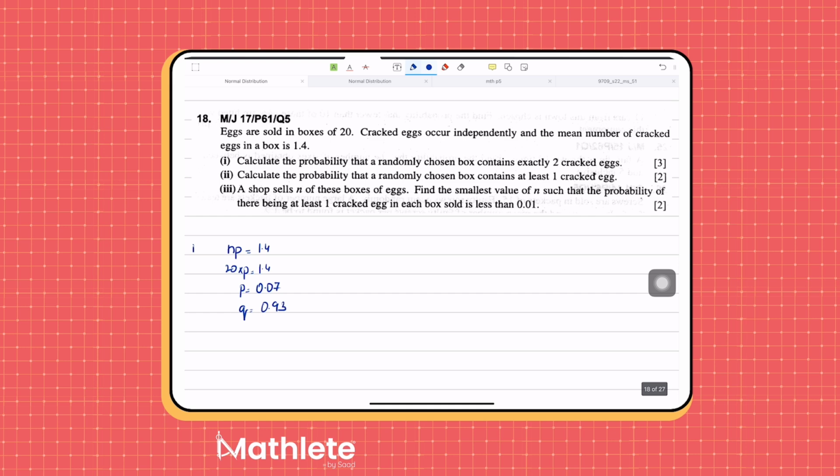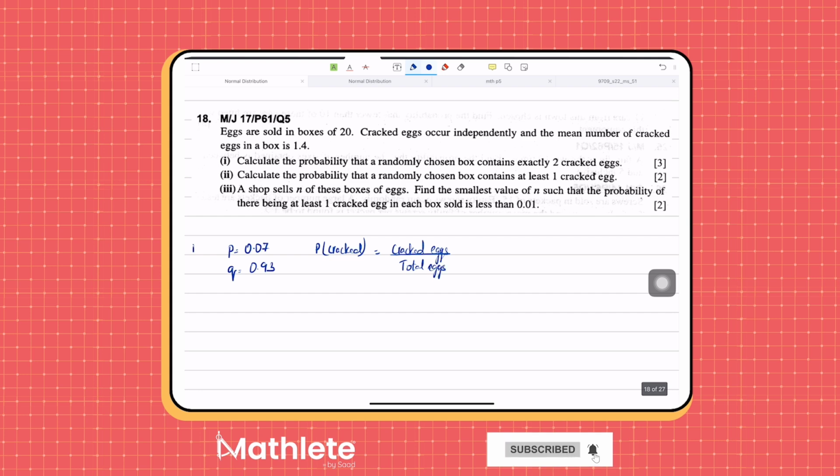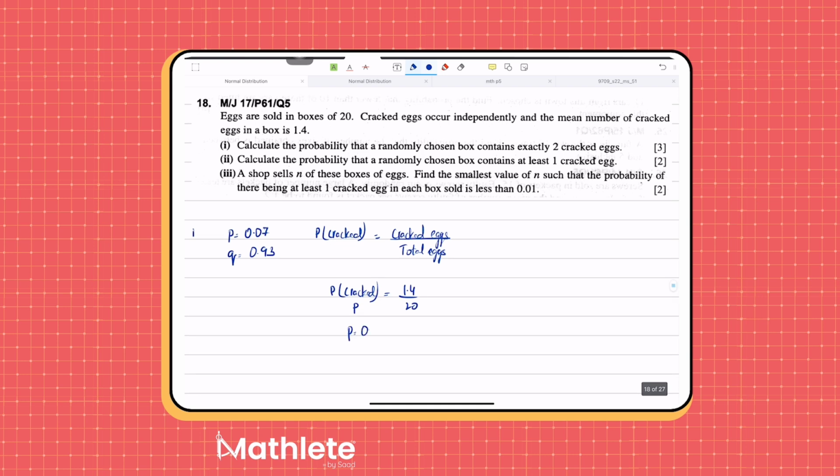Even if you ignore this formula for a minute and you just talk about calculating probability, what will be the probability of a cracked egg? It would be the number of cracked eggs divided by the total eggs. Right? Now what is the number of cracked eggs on average? On average, in a box, the number of cracked eggs that you find is 1.4. So 1.4 divided by the total number of eggs, which is 20, gives us the probability of cracked, which is P. P is equal to 0.07.